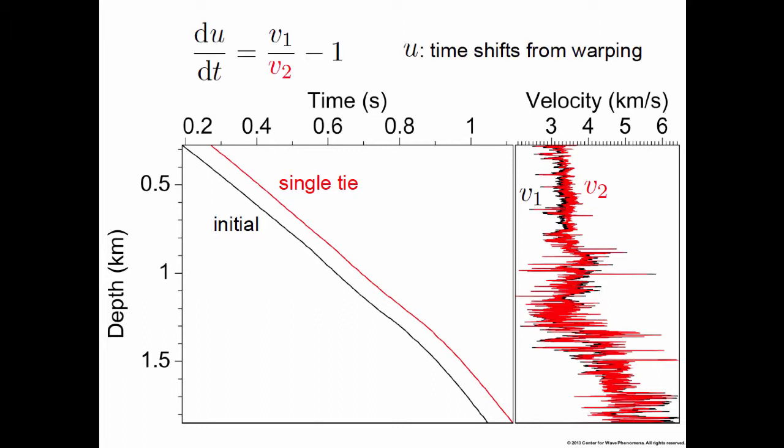And the way we relate that is similar to what Stefan did, with the derivatives of the time shifts equal to the ratio of these two velocities minus 1. And so we can constrain the time shifts in the warping, and we get a much better constrained well tie.